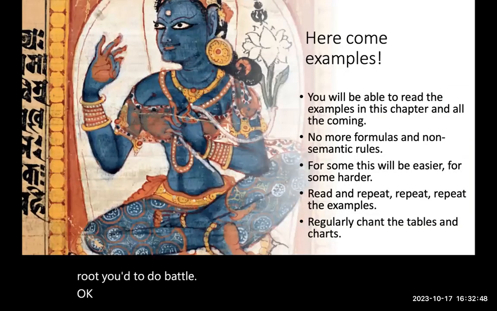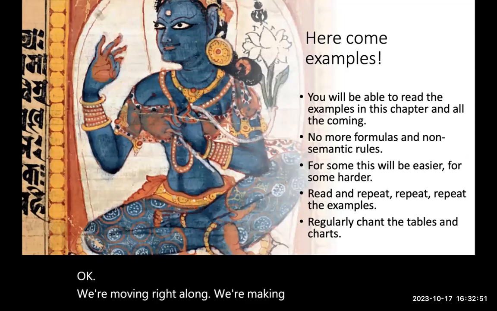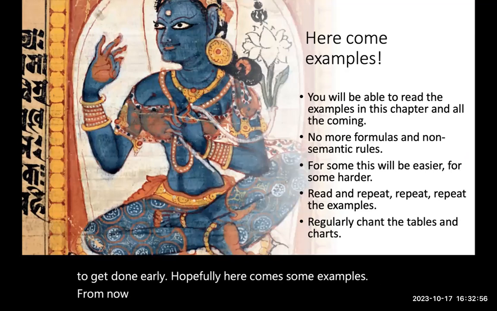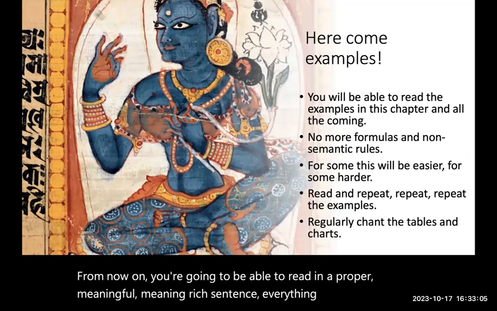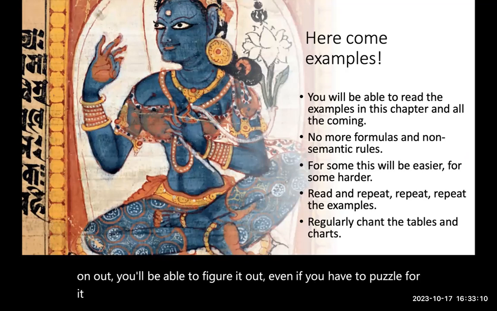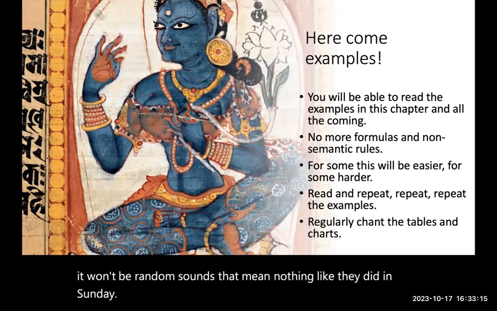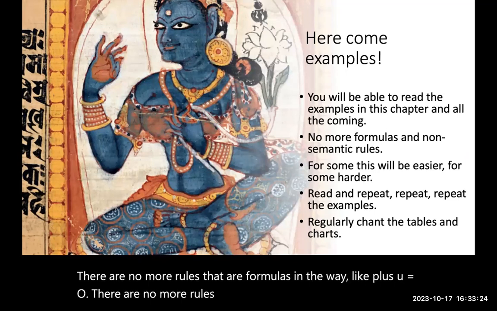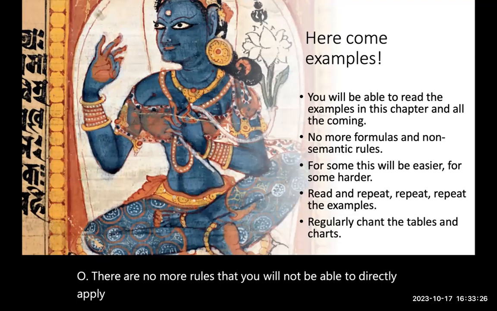Okay. We're moving right along. We're making great time. We're going to get done early, hopefully. Here comes some examples. From now on, you're going to be able to read in a proper, meaningful, meaning-rich sentence everything we read from here on out. You'll be able to figure it out, even if you have to puzzle for it. It won't be random sounds that mean nothing, like they did in Sandhi. There are no more rules that are formulas in the way, like a plus u equals o. There are no more rules that you will not be able to directly apply to words you know.